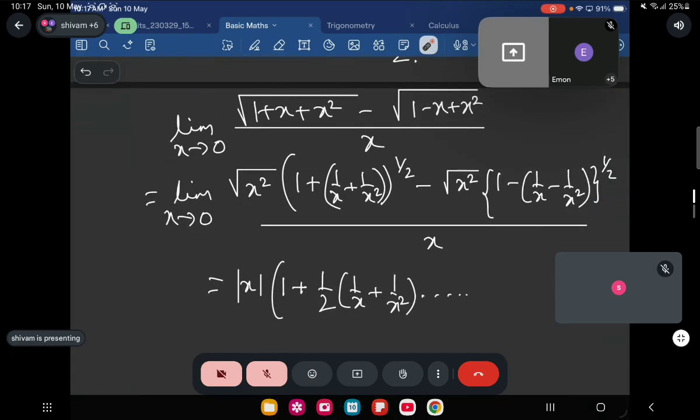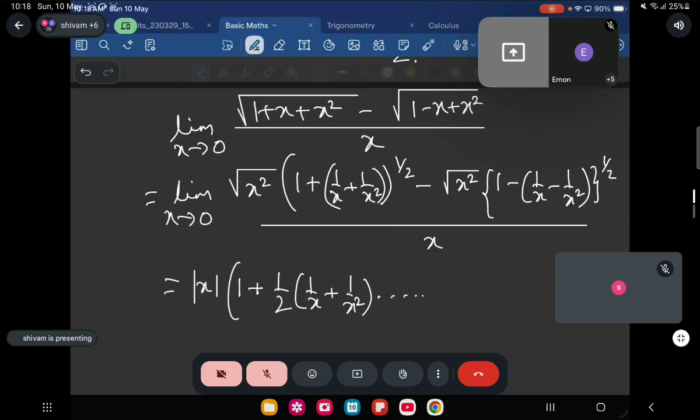Can you explain? Just give me 1 minute. I'm just checking one thing. Wait, I'm expanding it. Let's see whether I'll get something or not. Minus root over x square will be... this bracket is closed. I have written only the first two terms. Only the first two terms are important. The rest of the terms will not be that important.